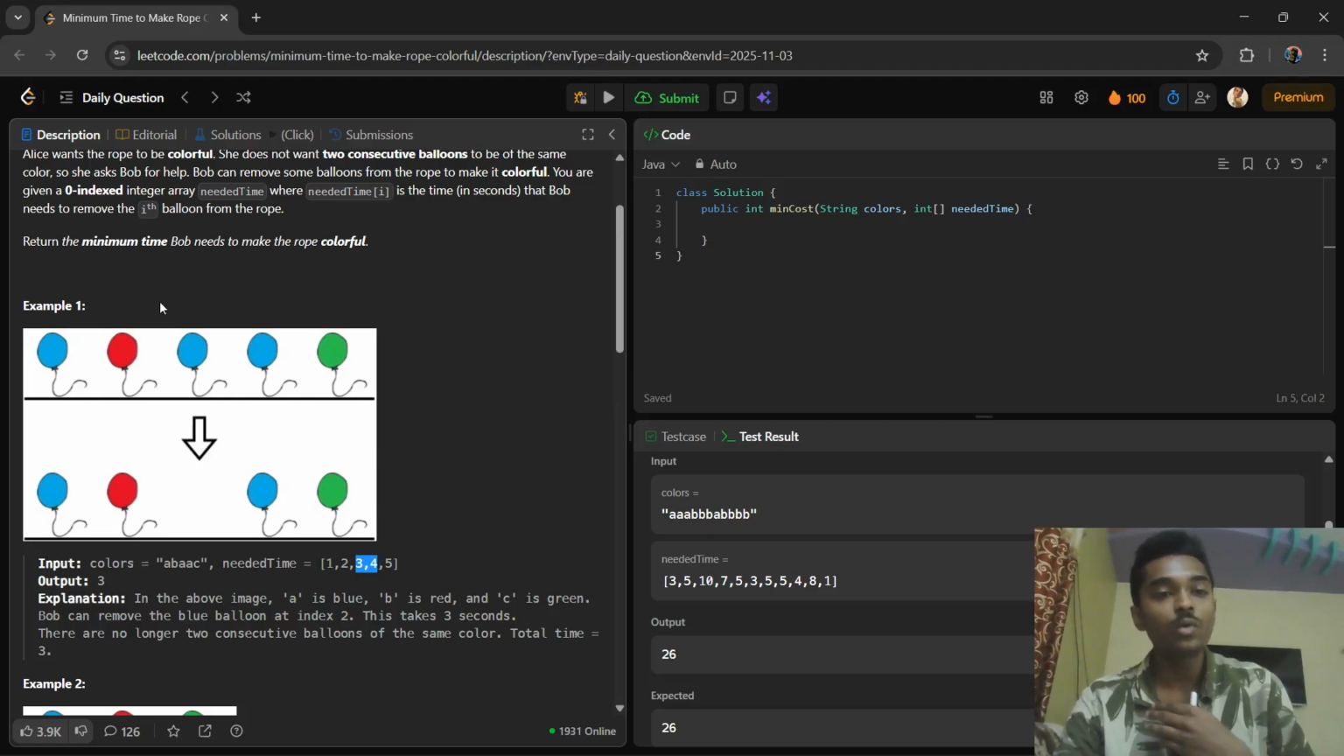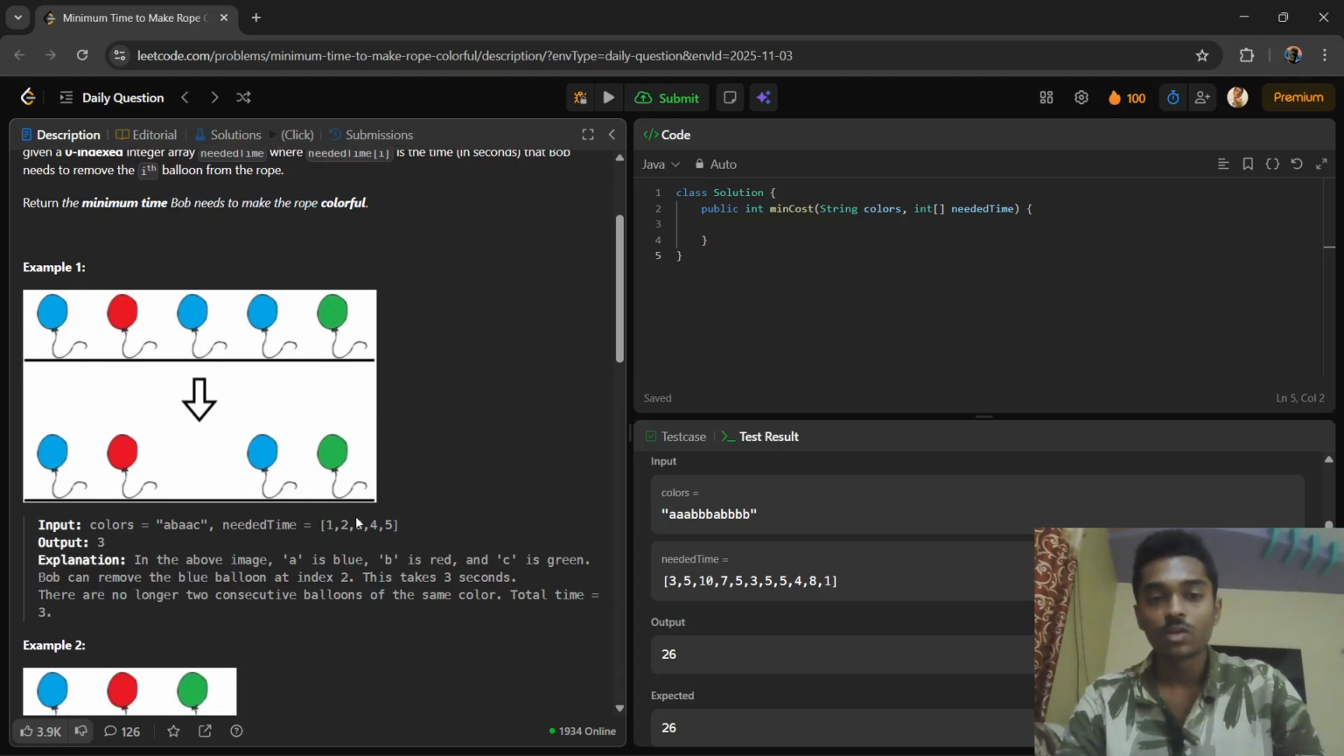So we have to minimize the time Bob needs to make the rope colorful. Looking at it greedily, we can simply say I am going to remove this 3. If we remove this third balloon, our time is going to be 3. So I am going to remove the third balloon, and you can also see it in the image.